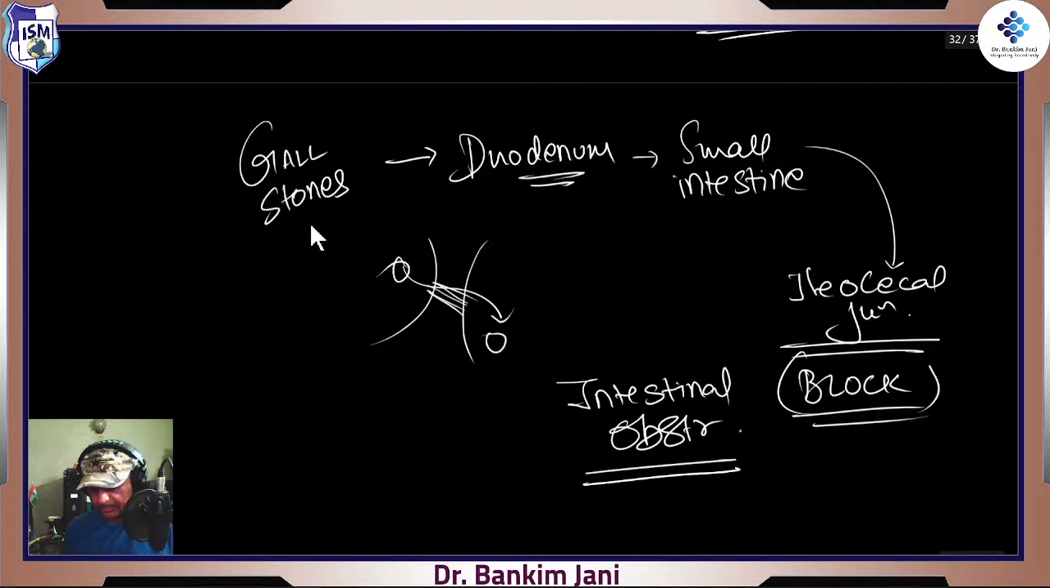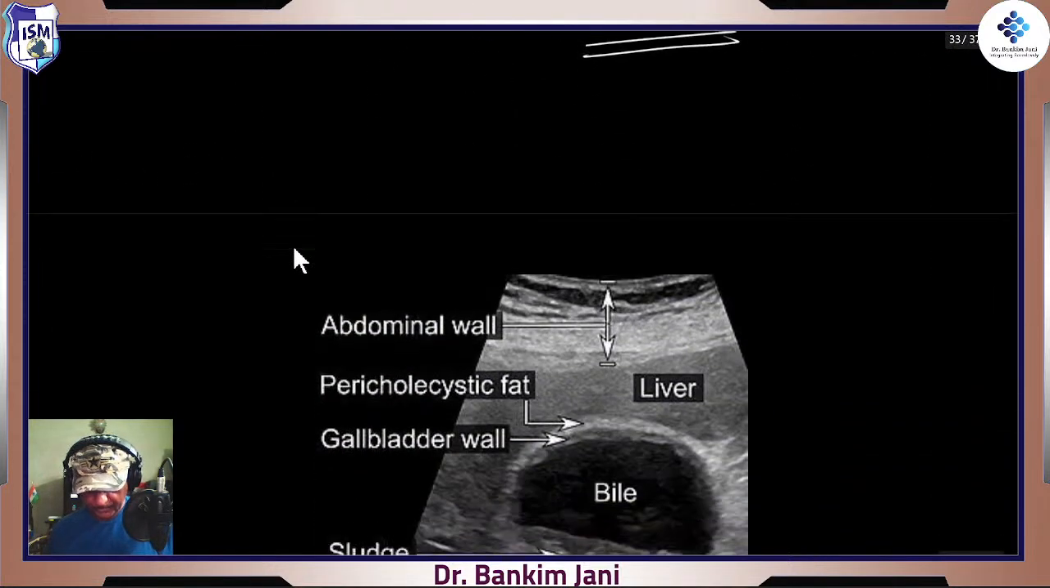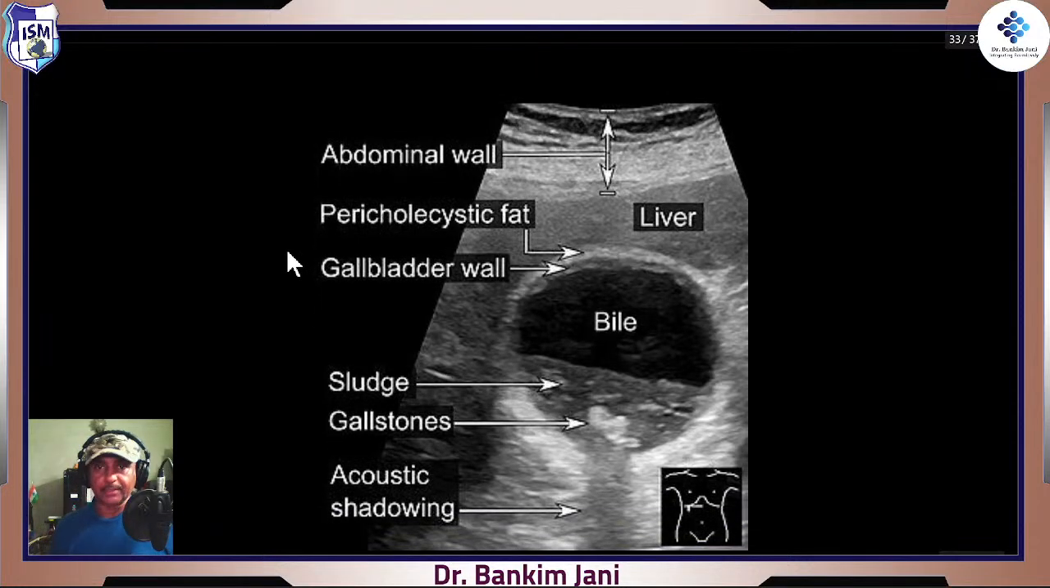Intestinal obstruction, right? And this is pretty rare, right? Pretty rare. All right, here it is.